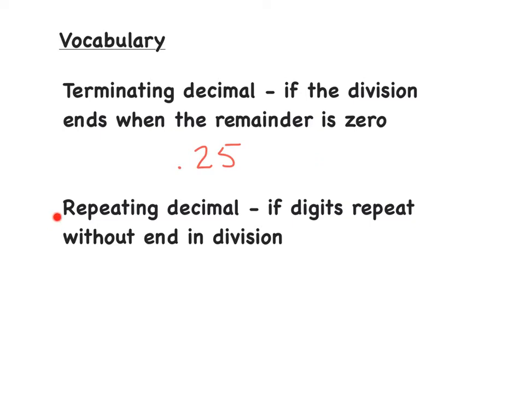Now, a repeating decimal. A repeating decimal is when we're doing long division, and the digits start repeating without an end in division. So, for example, if we have 0.33333333, and you see this on your calculator at times, if the threes just keep on going, this is called the repeating decimal. This could also be written as 0.3 with the bar over top of it. This bar over top of it means that the 3 is just continuously repeating and it does not stop.